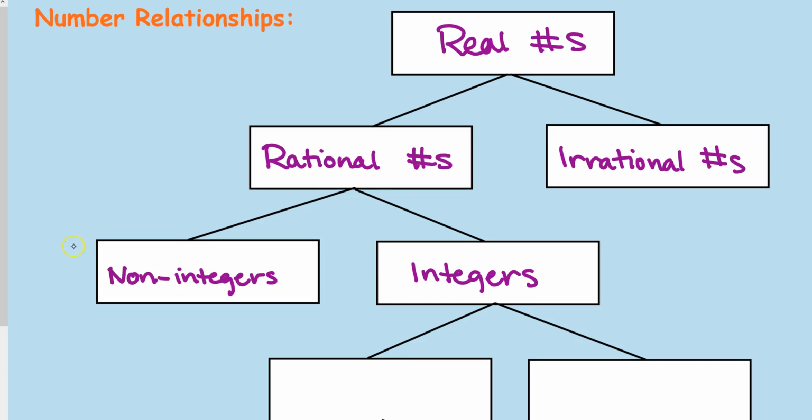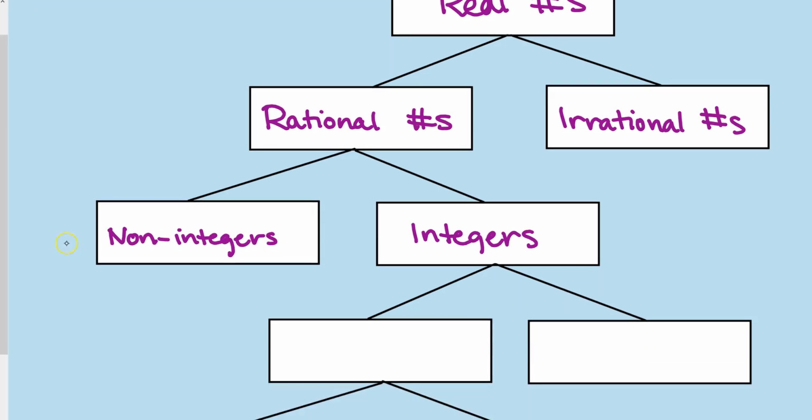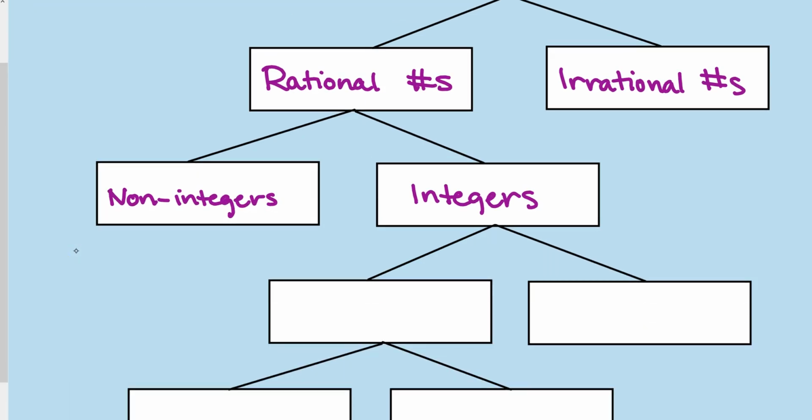Now, integers could also be broken up. Remember, we said that integers were the whole numbers and their opposites. So we could list the whole numbers as a subset of the integers. What are we going to call their opposites? Those would be the numbers -1, -2, -3, etc. I guess we could just call those the negative integers. They don't have a special name. They're just not whole numbers, but they're still integers.